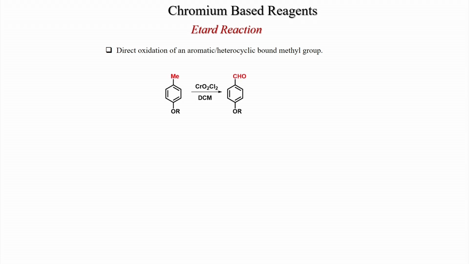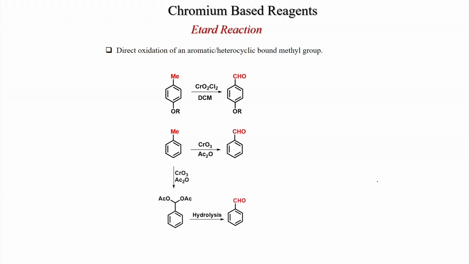Like here, a toluene derivative is oxidized with chromyl chloride to the benzaldehyde derivative, and you have to use DCM solution because otherwise the reaction is very vigorous, and under this condition the toluene derivative can be oxidized to the benzaldehyde derivative. Also there is another reagent, a chromium trioxide and acetic anhydride mixture, which can also oxidize a toluene derivative to benzaldehyde.